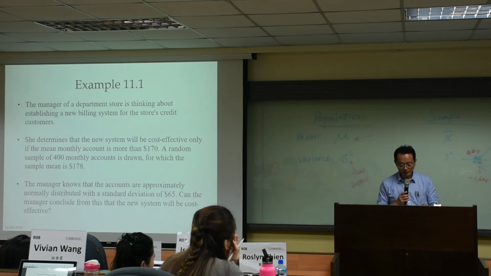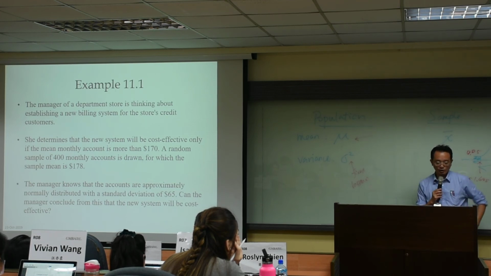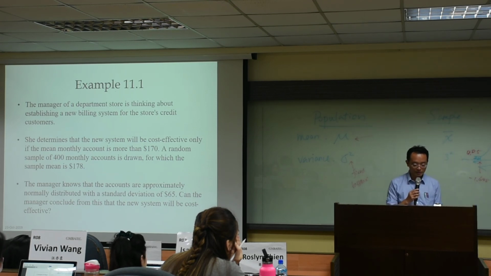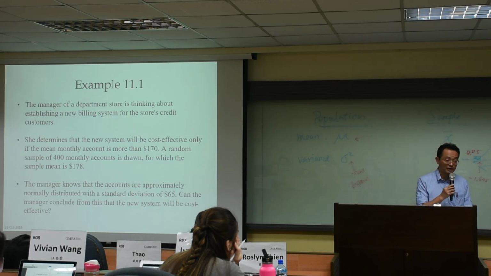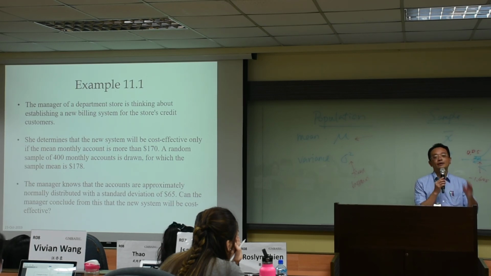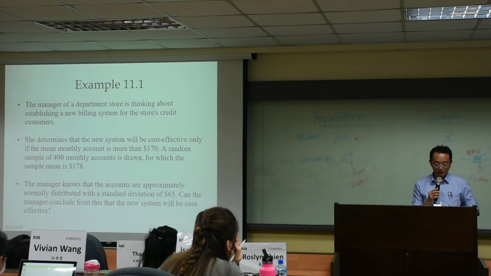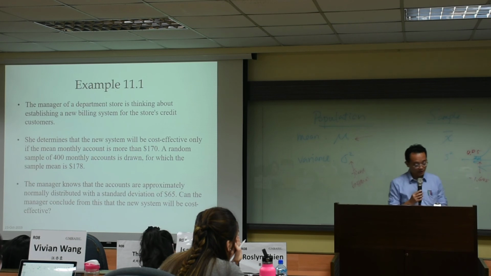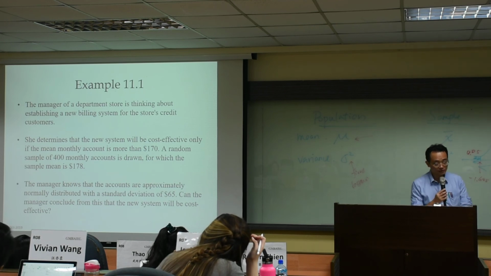Right, so let's quickly look at an example. The manager of a department store is thinking about establishing a new billing system for the store's customers. She determines that the new system will be cost effective only if the mean monthly account is more than $170. A random sample of 400 monthly accounts is drawn, and the sample mean is 178. The manager knows that the accounts are approximately normally distributed with a standard deviation of $65. Can the manager conclude from this that the new system will be cost effective?